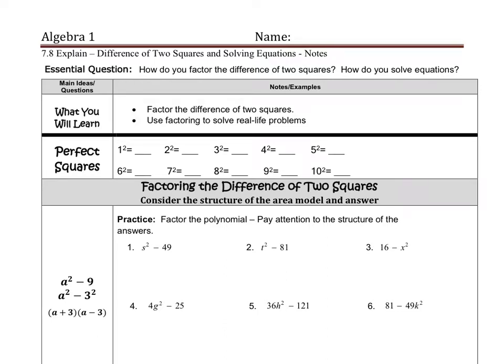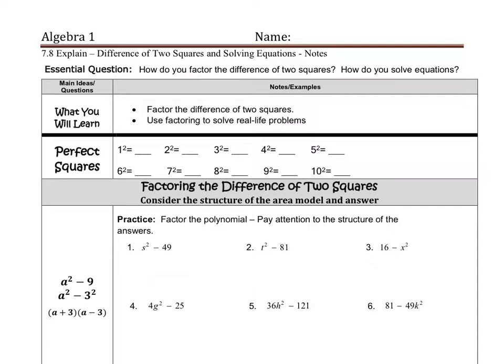Today we're going to continue our exploration of factoring, and we're going to start by looking at a special situation and see if you can find a pattern or a structure that we could use every time this comes up. So we're going to start by talking about perfect squares.